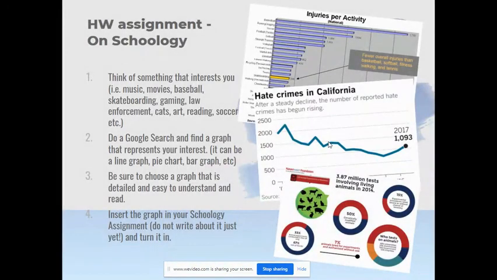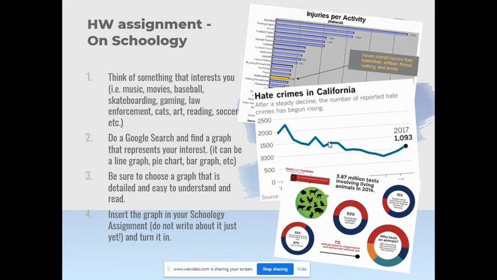We're not going to do that activity. I'm going to give you a homework assignment. Find a graph. You'll find this on Schoology. Think of something that interests you. Could be music, movies, baseball, skateboarding, gaming, law enforcement, cats, art, reading, soccer, whatever is of interest to you. What do you like? Do a Google search. Just type in graph of fill in the blank and find a graph that represents your interest.